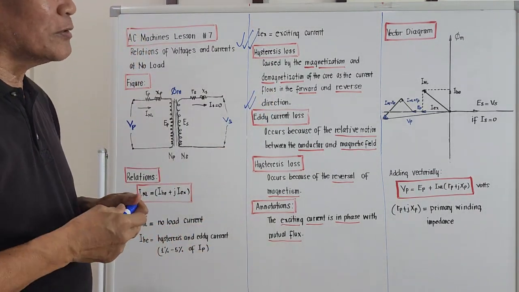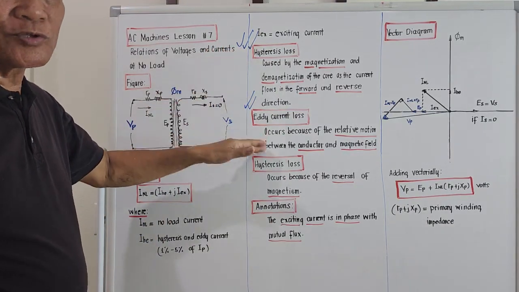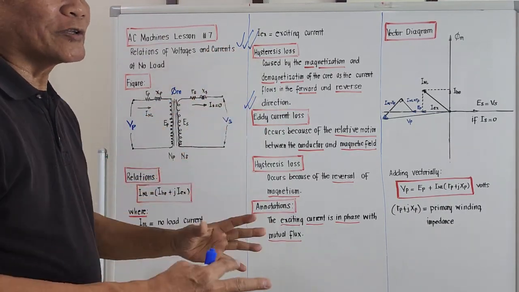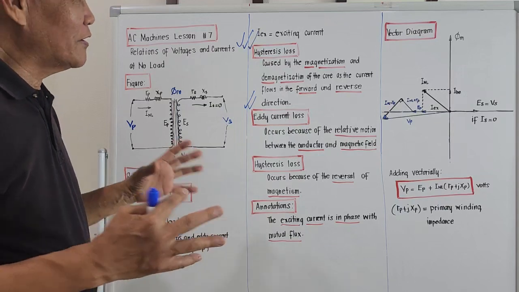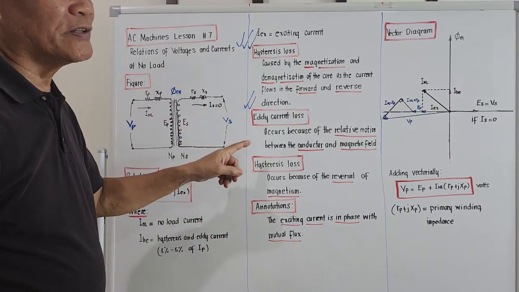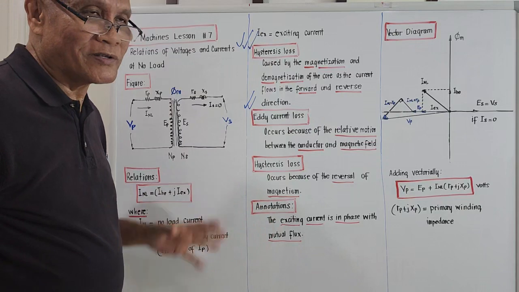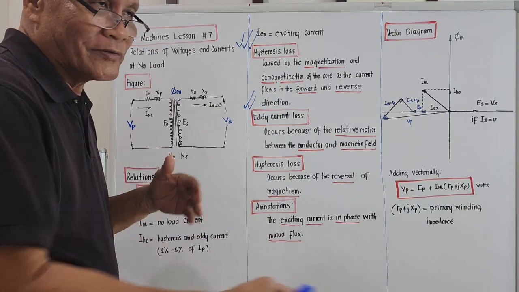These two losses are actually phenomena. We could not see this one, but according to our textbook, these are the definitions of hysteresis and eddy current loss. So it's up to us to imagine how they came out, right?